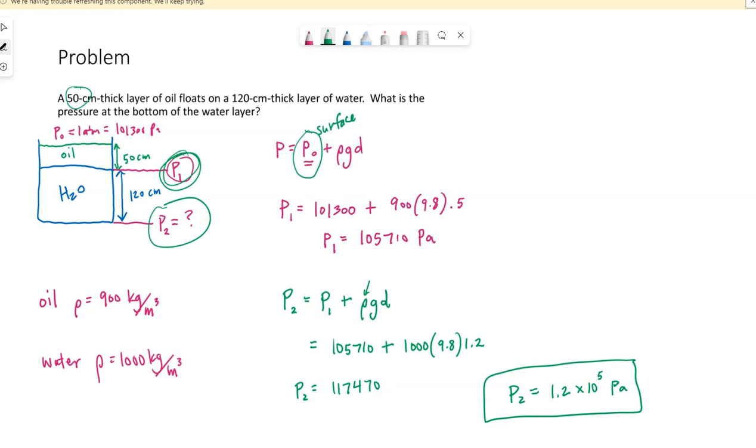We could technically put it in atm if we wanted, since this problem doesn't specifically ask for specific units. But leaving it in pascals is also fine. Our pressure, 1.2 times 10 to the 5th pascals.